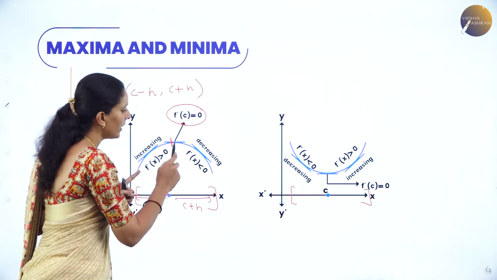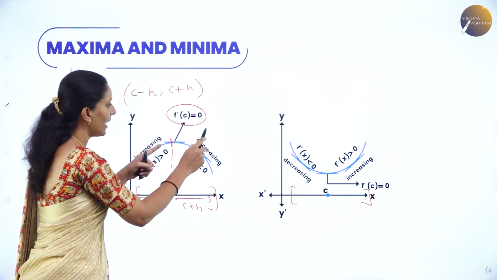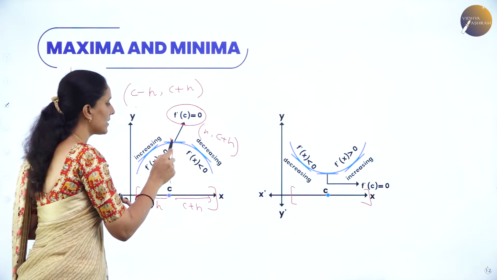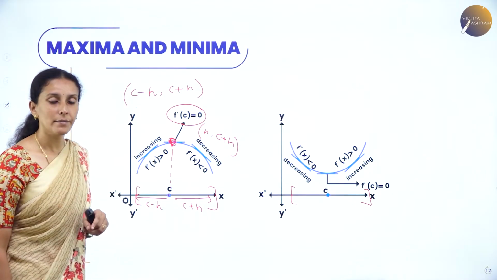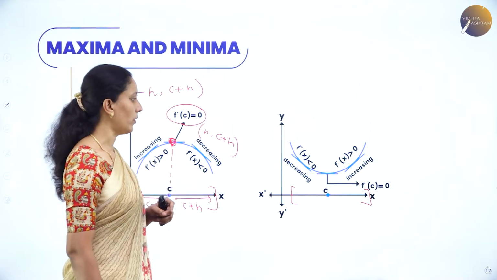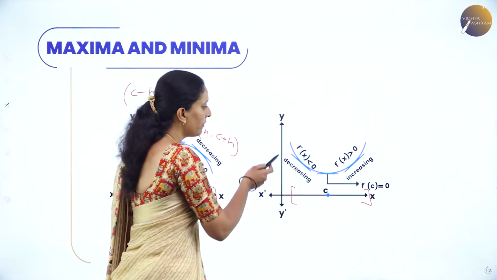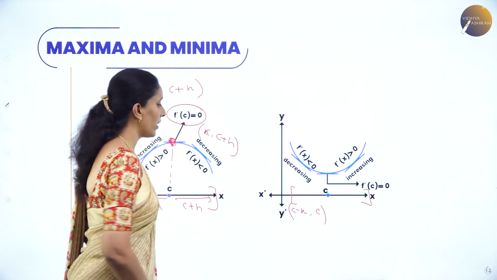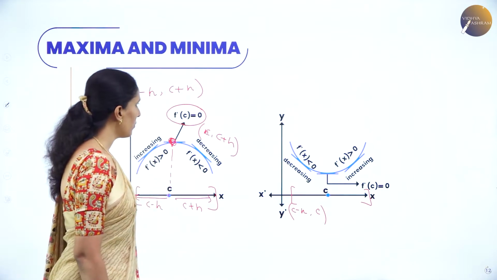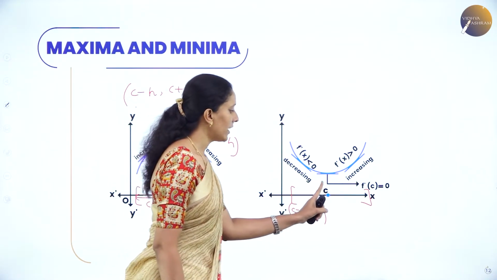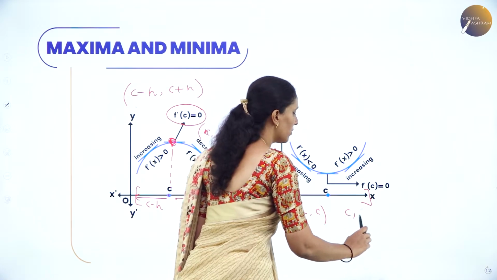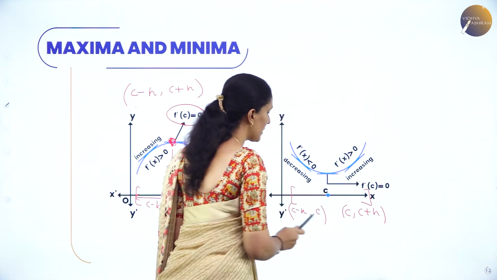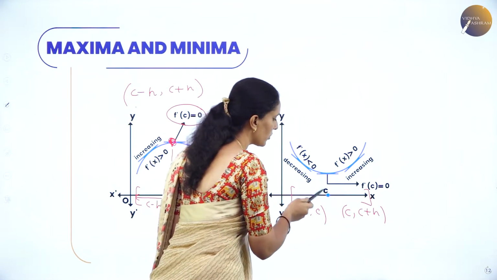And then here you can see the function is decreasing in the interval from c to c plus h. So, observing this graph, we can say this is the local maximum value. And here also you can clearly say, from the interval c minus h to c, the function first decreases and then increases up to c plus h. From c to c plus h, the function is increasing. From c minus h to c, the function is decreasing.